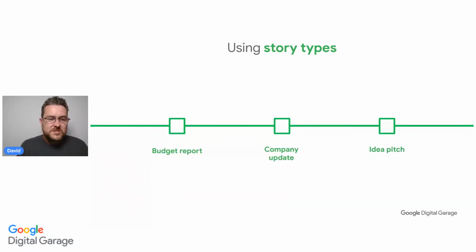Now, using these story types, there are 3 typical presentations that you might give at work, and the types of stories you might want to tell to make these more interesting to your audience. The first one is a financial report. A financial report, a budget report, is not exactly the most interesting thing, but you might use a success or failure story and focus on what you learned and how you're moving forward from what you learned.